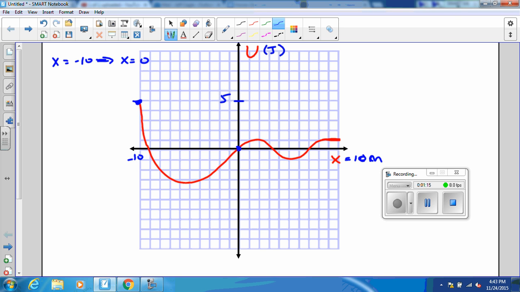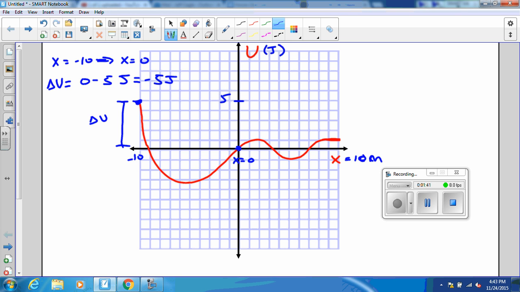I can go to the 2 points in question at x equals 0 and x equals negative 10, and I can compute the delta U here as the change in energy, being careful to do final minus initial. So final is 0 here, initial is 5 there. And so I get a negative 5 joule change in potential energy.